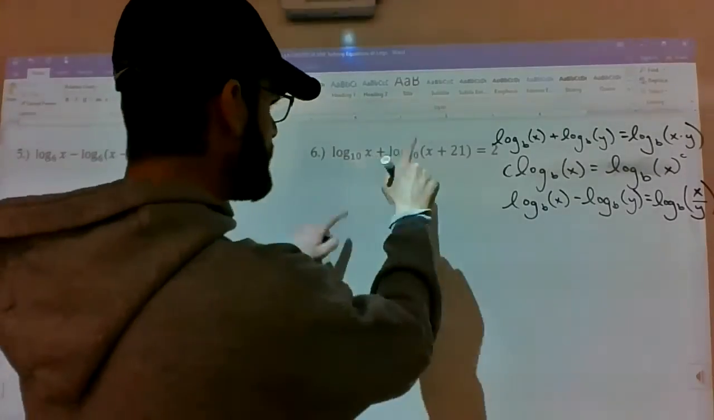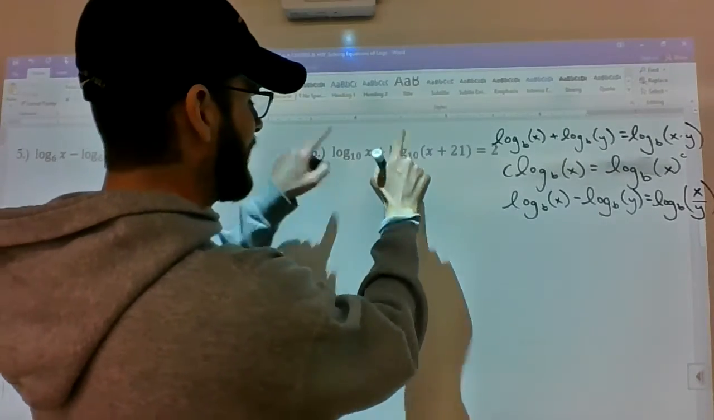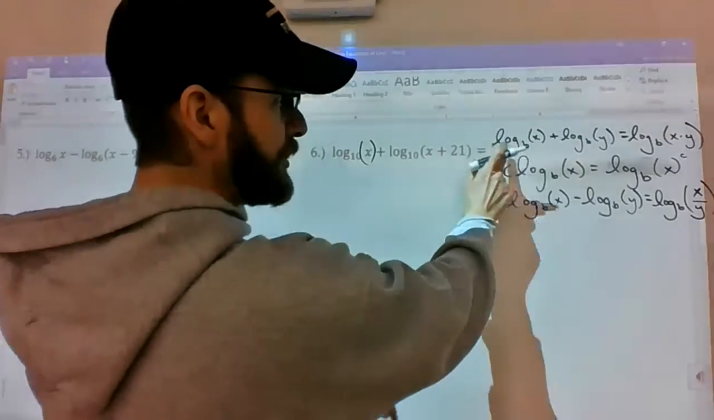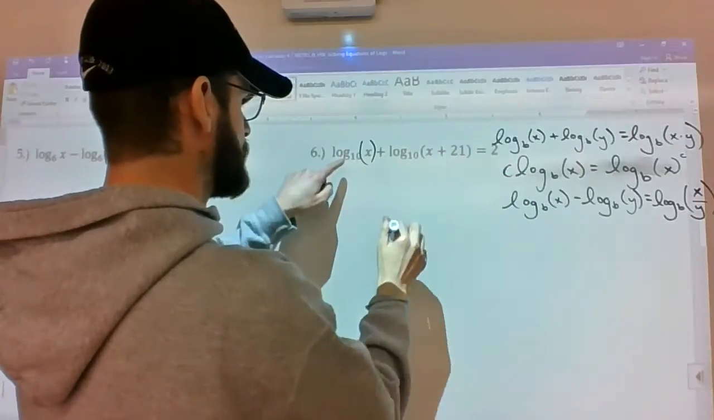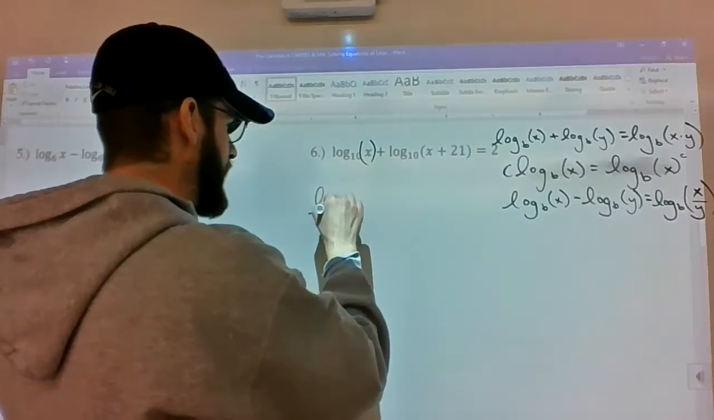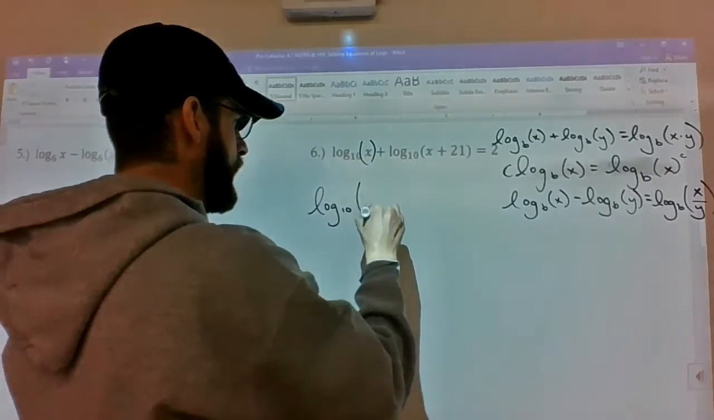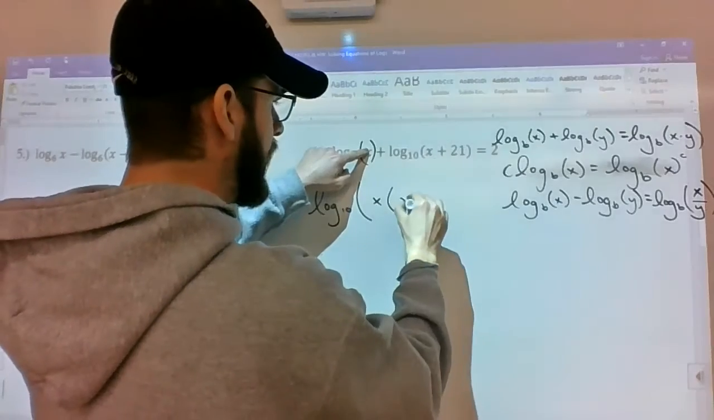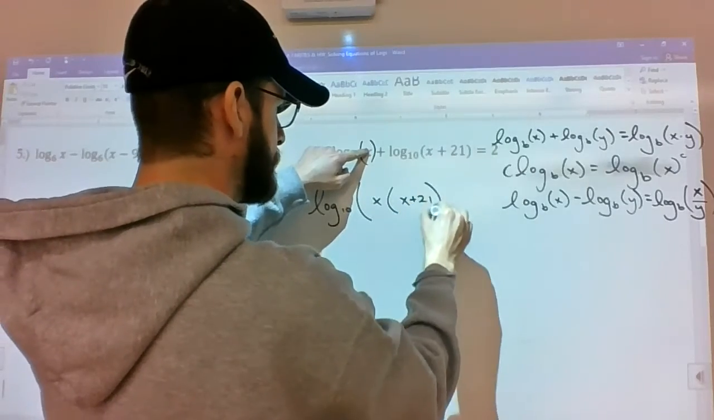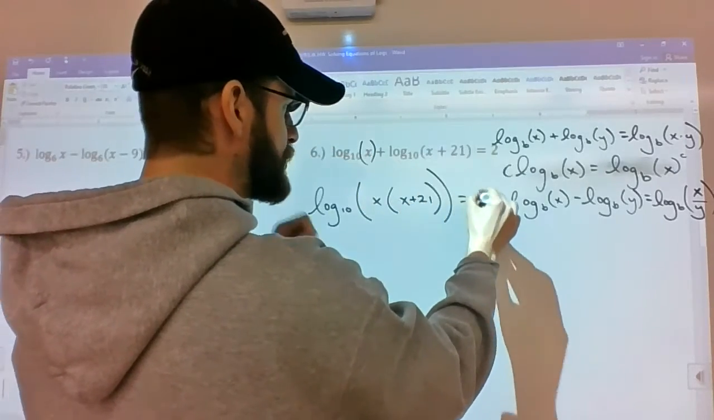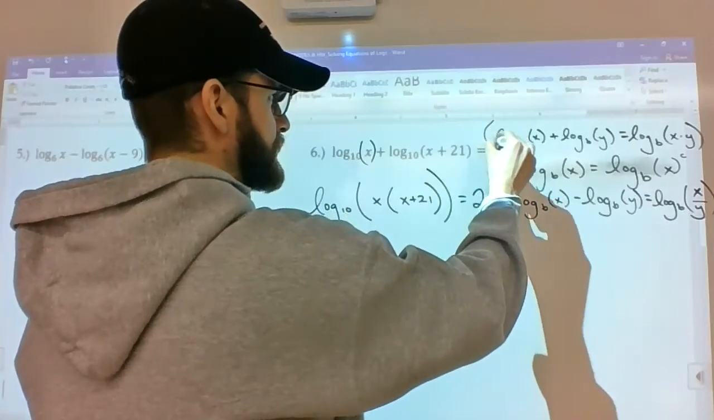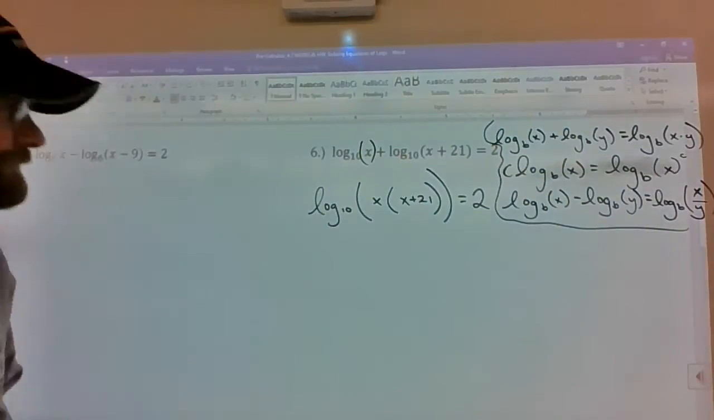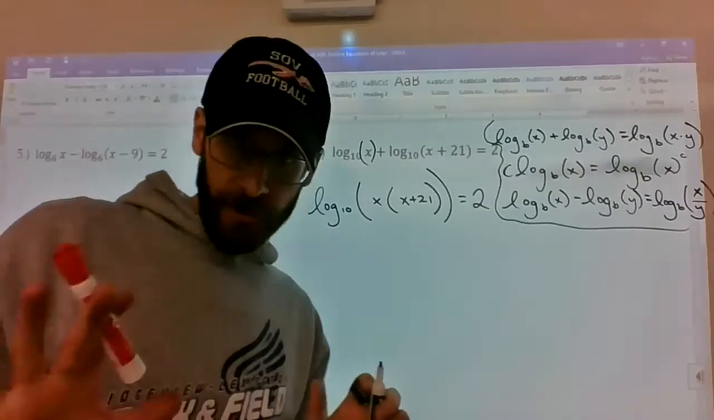All right, I see base 10s. I am going to consolidate these two logs into one using this property right here. So log base 10 now of x times, oh boy, x plus 21 equals 2. All right, so here, keep some separation. So far, so good, right?